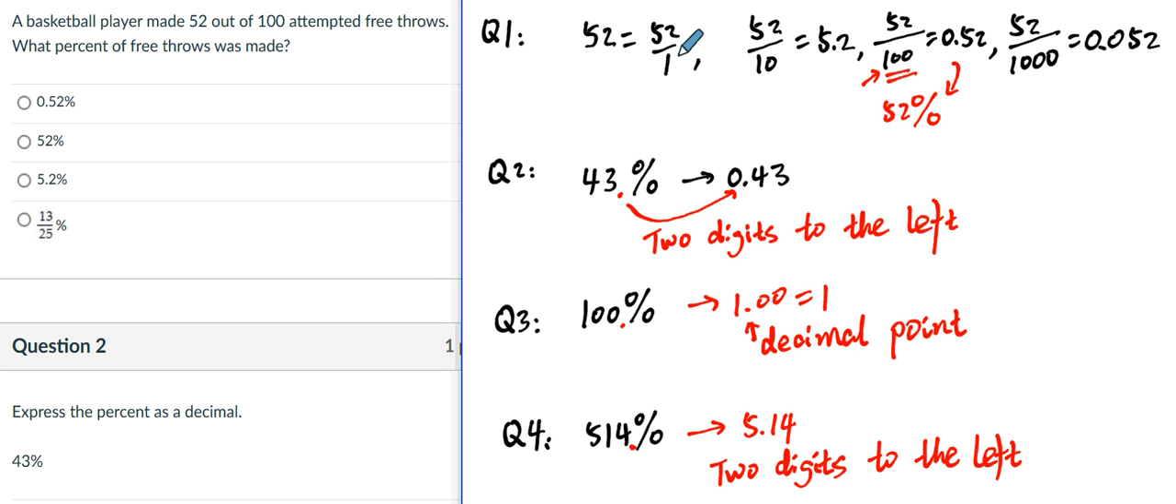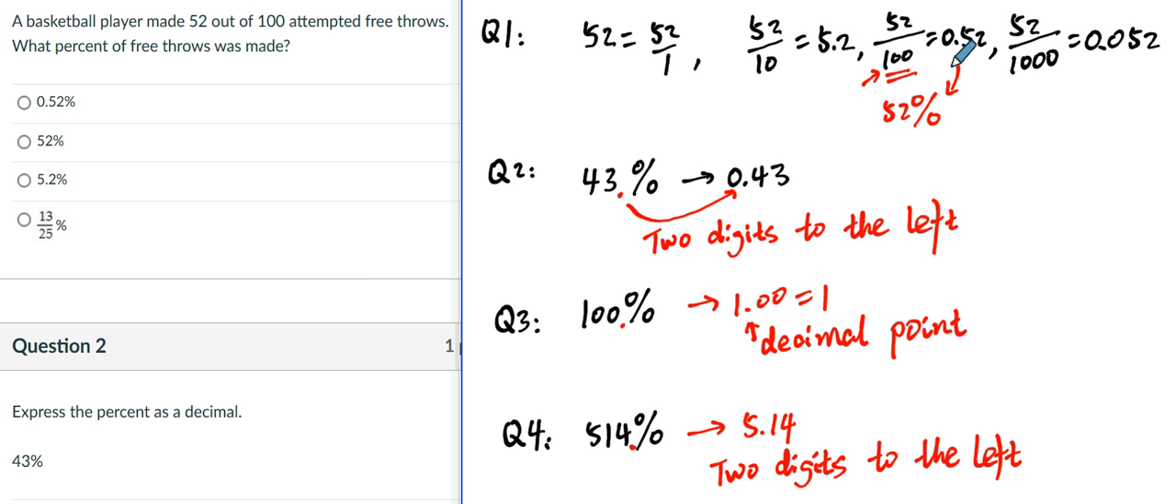52 is 52 divided by 1. 52 divided by 10 is 5.2. And 52 divided by 100 is 0.52. 52 divided by 1000 is 0.052. This is how the decimal numbers are introduced. See, instead of writing a fraction 52 over 10, we write 5.2. Means what? 52 divided by 10.